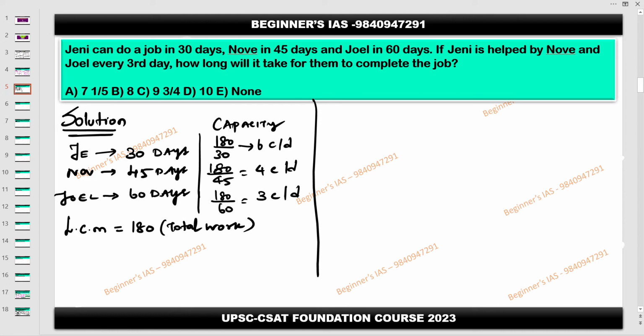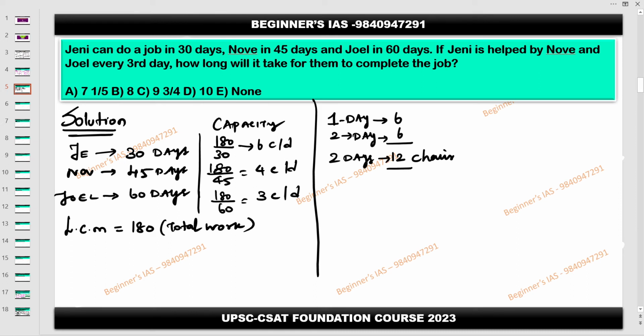So therefore here, first day who is going to work? Joel. So he has the capacity of making 6. Second day also it is going to be Jenny. So again 6. First 2 days, 12 chairs completed. Yes, sir. First 2 days, 12 chairs completed.